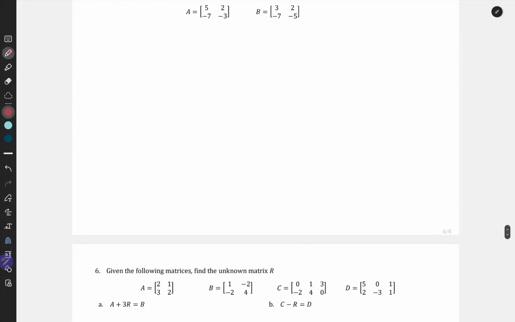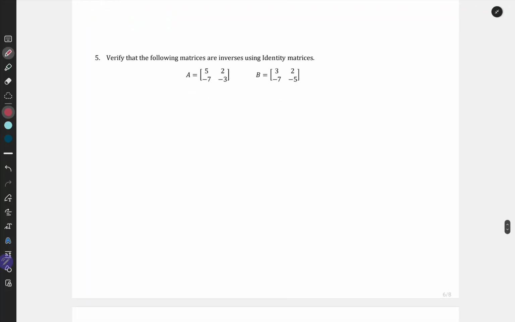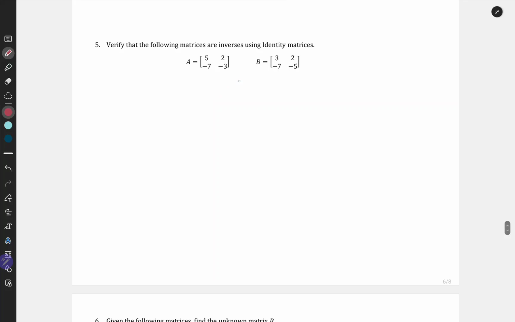Alright, let's go. Okay, this is the one that I was talking about. Verify that the following matrices are inverses using identity matrices. Now what you do here is, if you find the answer to one, and if the first answer isn't right, then that means they aren't inverses. So if the inverse of A does not equal B, they are not inverses. Alright, let's get on with it.